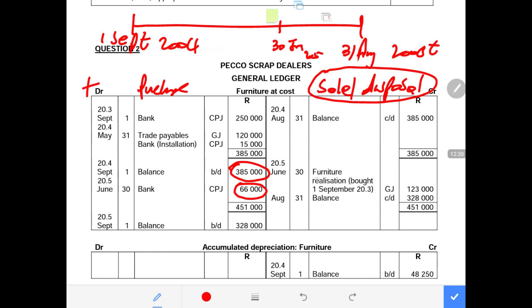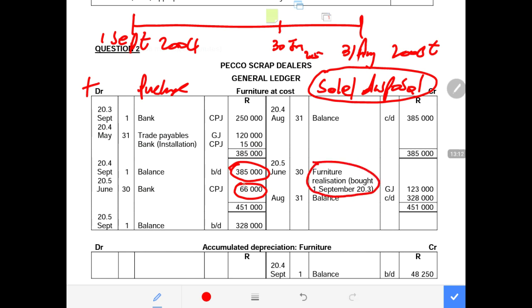That means furniture with the cost of 123,000 rands was sold. Now, if it was sold, therefore obviously it must be recorded on the credit side. And this date is becoming very important once again. When is the date here? The date is on the 30th of June 2005. So now if it's on the 30th of June, meaning we'll need to have July and August. And it was 30th of June 2005, meaning 2 months before the end of the year. Meaning we also need to calculate depreciation for this furniture for 2 months in the current year.